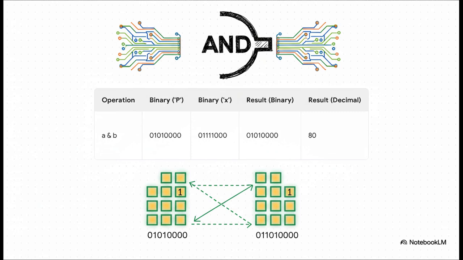All right, let's walk through the first part, A and B. What we do is line up the binary code for 80 and 120. Now, the bitwise AND is simple. A bit in the result is 1 only if it's 1 in both of the numbers above it. You do that all the way across, and you get a new binary number, which, what do you know, translates right back to the decimal number 80.